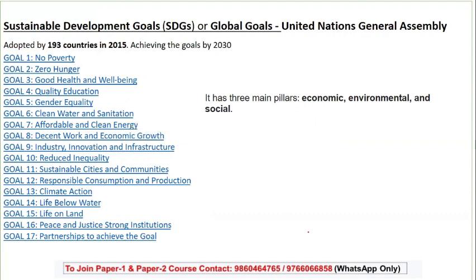Then you have decent work and economic growth, industry, innovation and infrastructure, reduced inequality, sustainable cities and communities, responsible consumption and production, climate action, life below water, life on land, peace and justice, strong institutions, partnership to achieve the goal.